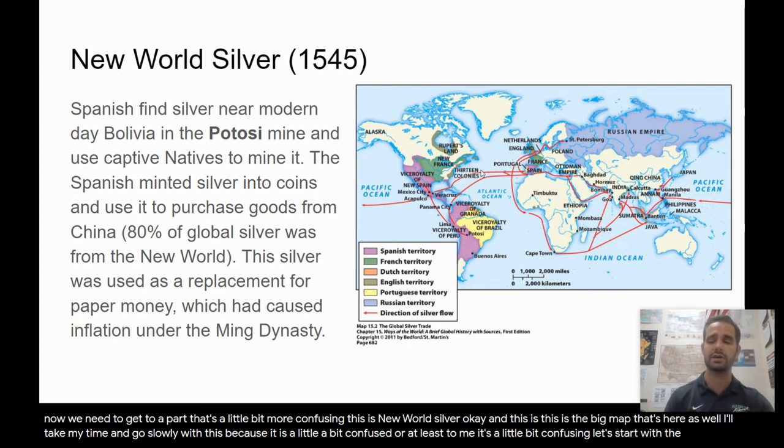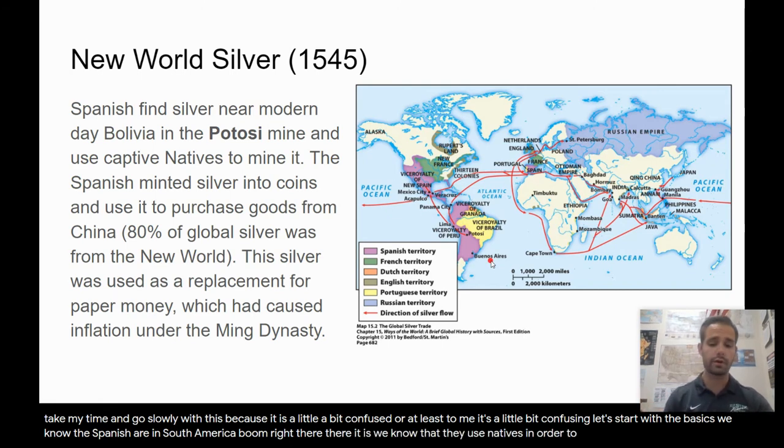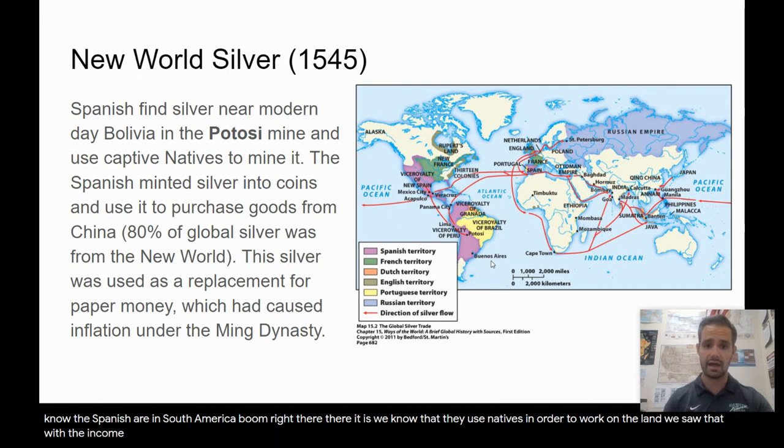Let's start with the basics. We know the Spanish are in South America. Boom, right there, there it is. We know that they use natives in order to work on the land. We saw that with the encomienda and the hacienda systems. Okay, now we need to talk about something specific.